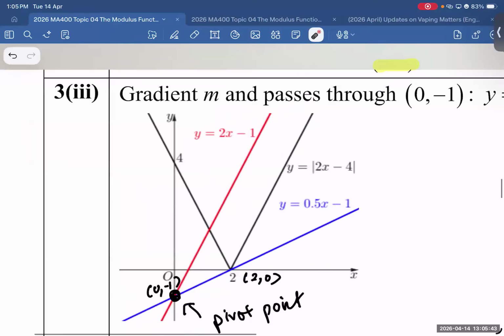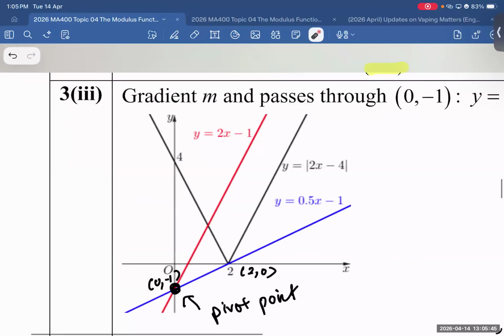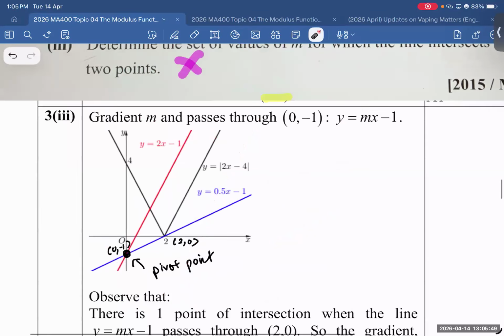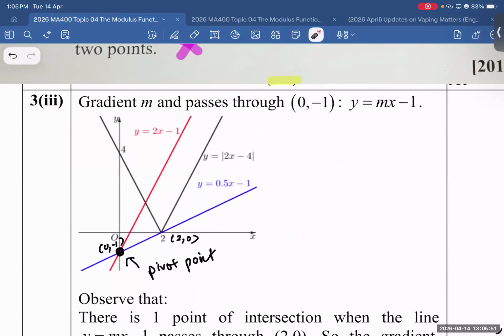So this is the line. This is mx minus 1. This is f(x) minus 1. The red line is f(x) minus 1. If n is 2, how do I get this line? You see here, the black line. What's the gradient? 2, right? So can I say the parallel is 2?